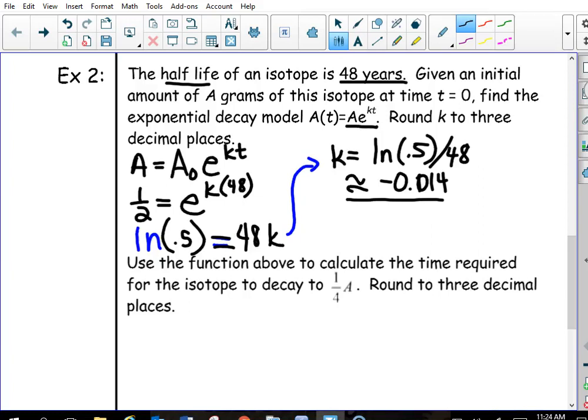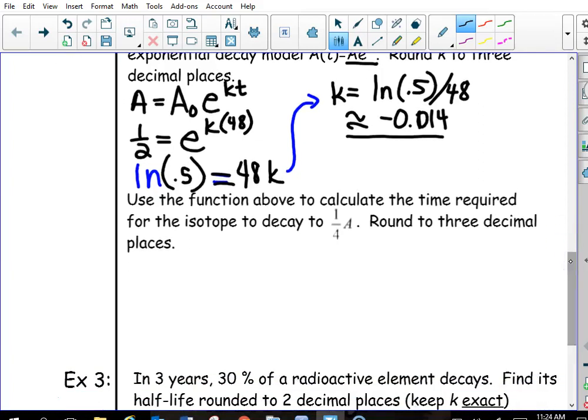Now, we can use that number, but I think this will work out better if I use the exact. So just use the function above to calculate the time required for the isotope to decay to 1/4 the amount of A. So we're going to just start with a 1/4 here, equals e to the, now my k, I can write negative 0.014, times t. But what I noticed is if I don't use the exact amount, then my rounding on the answer on the quiz on the computer won't be recognized as correct.